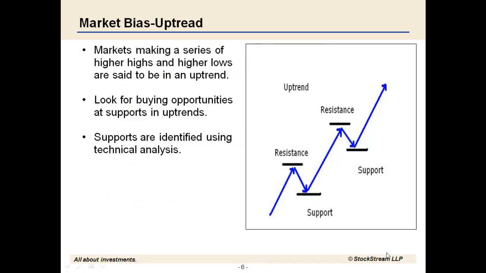A market is said to be in an uptrend if it is making a series of higher lows and higher highs. We should be looking for buying opportunities close to support levels in an uptrend. One or more technical indicators can be used to identify support levels that can be used to enter long trades in an uptrend.